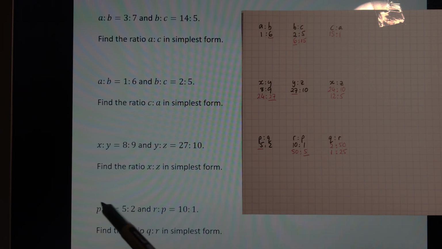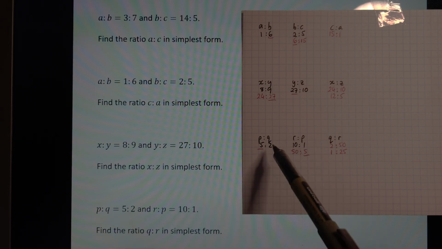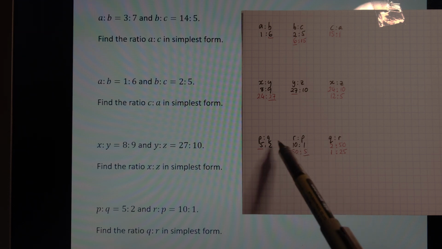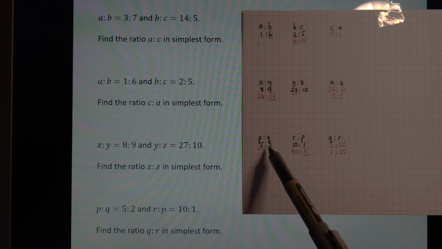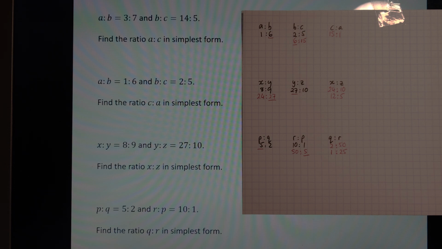And for the very last one, notice that it's not the middle thing that's in common. Actually, P is the thing that's in common. Over here P is 5 parts and over here P is 1 part. I've rewritten it like this where they're written underneath each other. So I've made the P 5 parts in both. You could use a different common multiple, but I made the P 5 parts in both. And now that P is the same in both, I can directly compare the Q and the R. Q is 2 when R is 50, so it's 2 to 50, and that simplifies to 1 to 25.